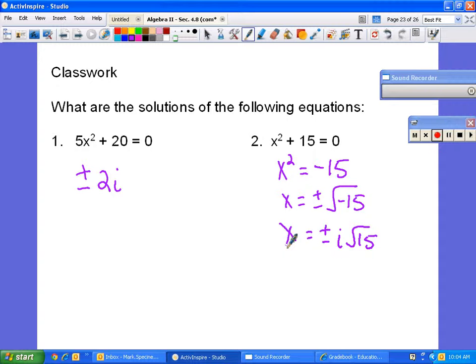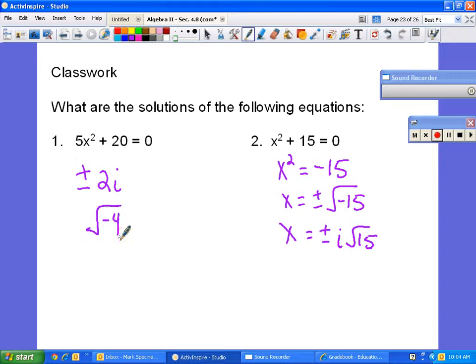Oh, so that's the answer. Wait, are you supposed to put the i? Yes, because it's negative 15. You're changing negative 15 to positive 15, but you can't just do that. But back to what I put, x squared equals negative 4, and then I changed it to positive. But you can't just change it to positive. I thought that's what you did.